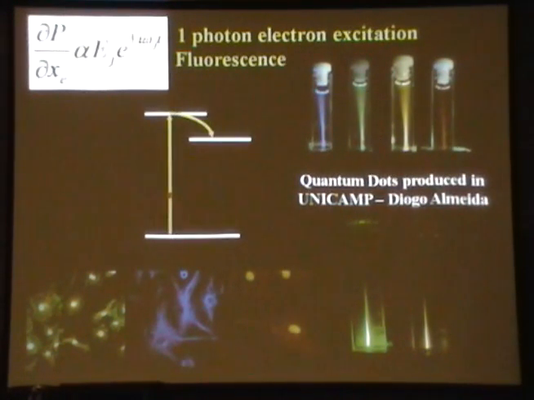These are quantum dots we make at UNICAMP here. They are just fluorescing in different colors. These are carbon quantum dots. And here are some of our images just using normal fluorescence here.